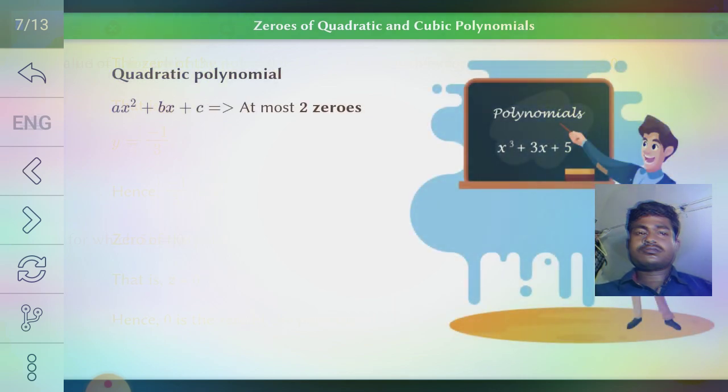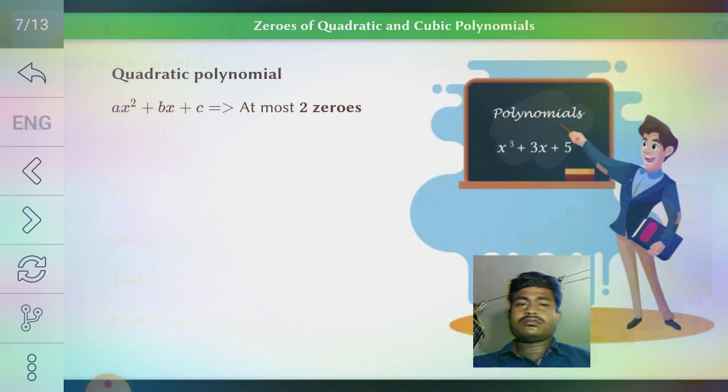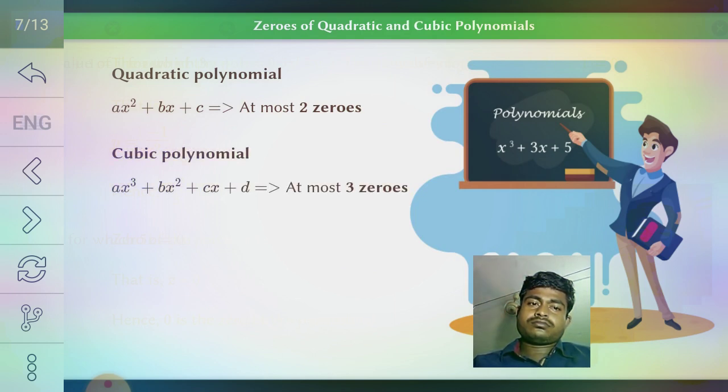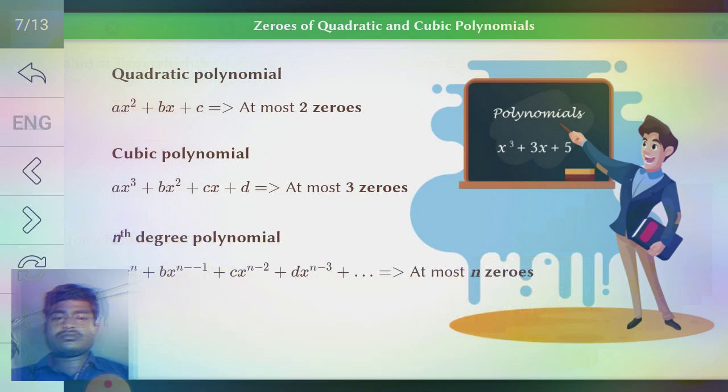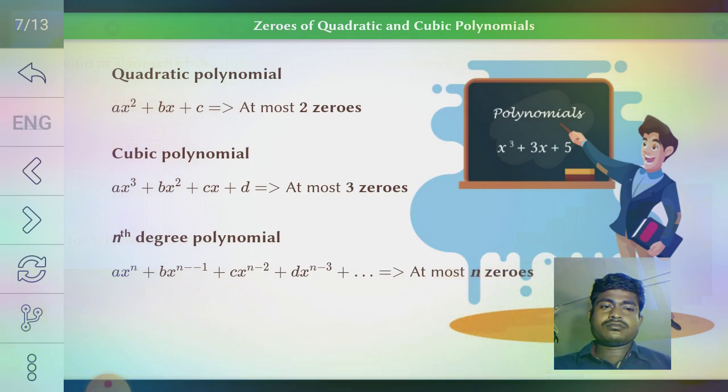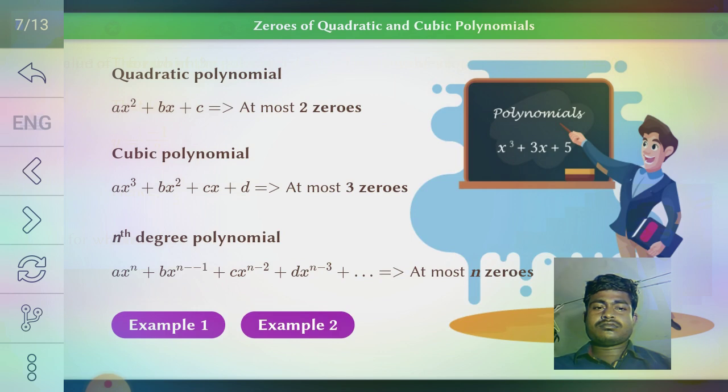A quadratic polynomial can have at the most two zeros. A cubic polynomial can have at the most three zeros. The general rule is that an nth degree polynomial can have at the most n zeros. Tap the buttons to understand this better with more examples.